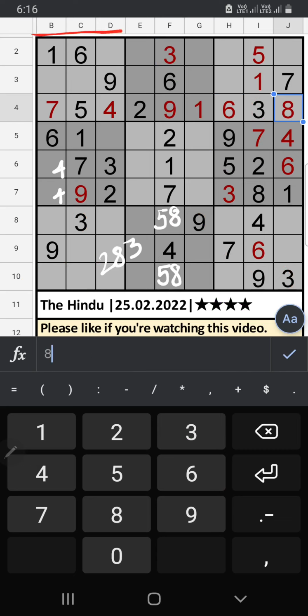First grid, 3 numbers are remaining, 2, 8, 3. Column D we have 2 and 3, so 2 and 3 can't come in this cell, it will come in any one of the cells. Column C we have 3, so 3 can't come in this cell, 3 is confirmed here, then 2 is here. Then only 1 number is remaining, 8 is confirmed here.